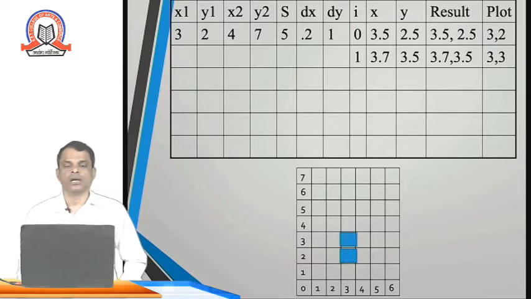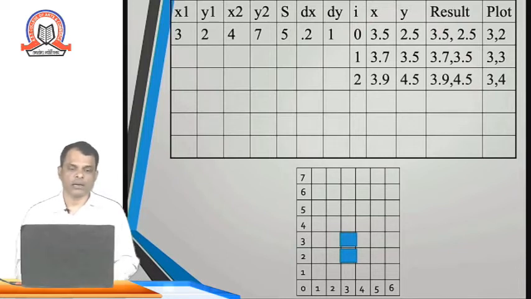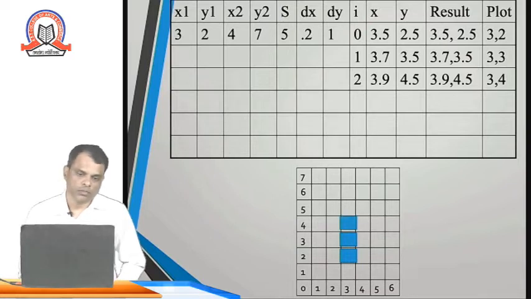Now the next iteration again. Here again in x I am going to add 0.2 and in y I am going to add 1. So the new values will be 3.9 and 4.5. Actually I have to plot 3.9, 4.5, but since 3.9 is not possible to plot, we are going to approximate. So the new point will be 3 and 4. So this point is also plotted.